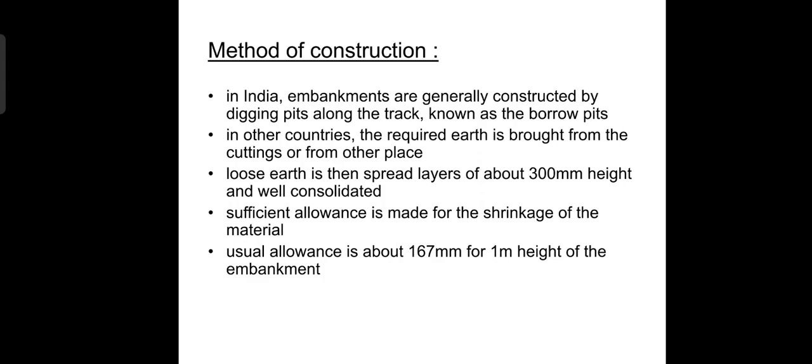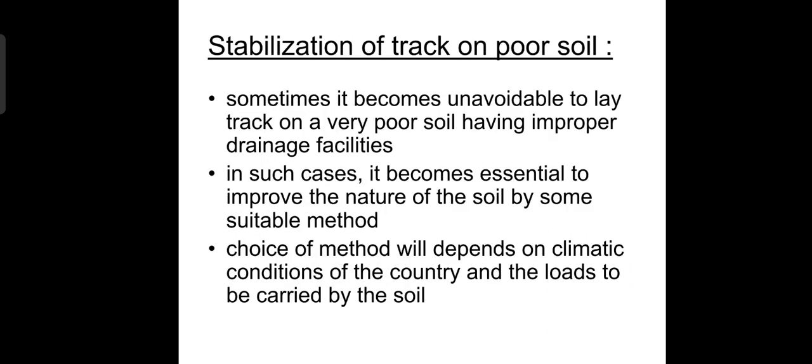Methods of construction. In India, embankments are generally constructed by digging pits along the track known as borrow pits. In other countries, the required earth is brought from the cuttings or from other places. Loose earth is then spread in layers of about 300 mm height and well consolidated. Sufficient allowance is made for the shrinkage of the material. Usual allowance is about 167 millimeter for 1 meter height of the embankment.